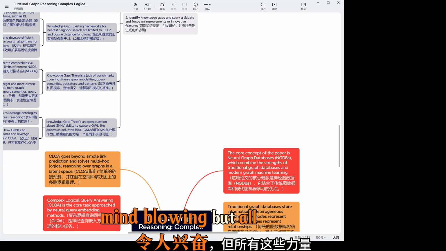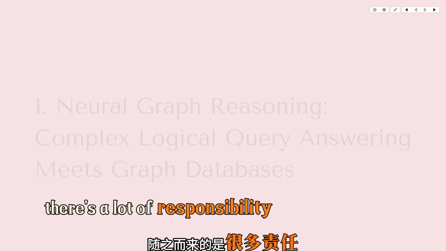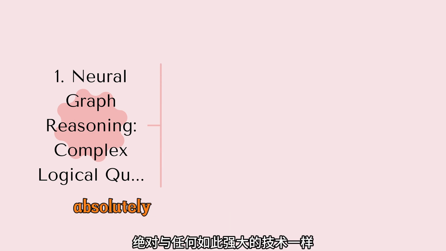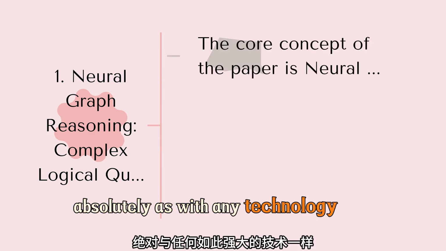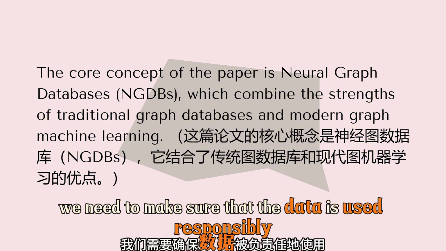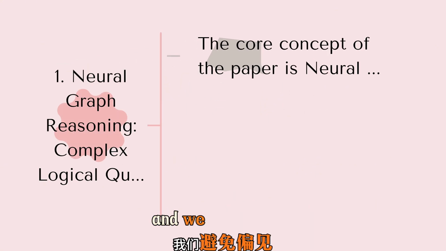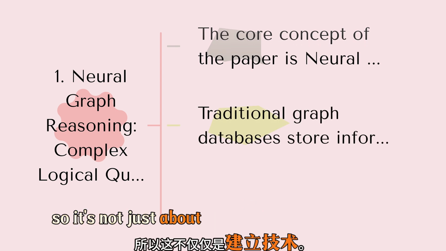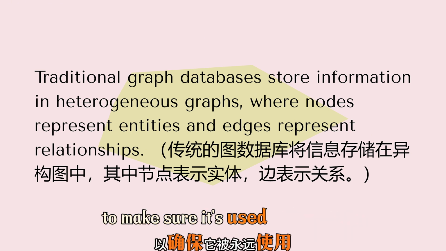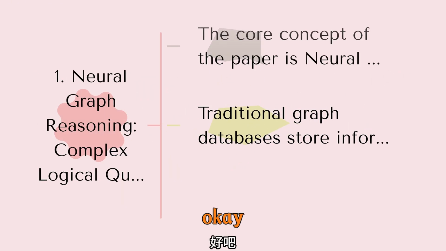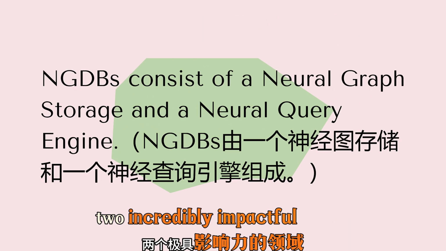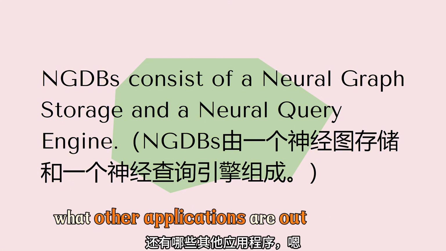Mind-blowing. But with all this power, there's a lot of responsibility that comes with it. You're right. We need to make sure these systems are used ethically and responsibly. Absolutely. As with any technology this powerful, we have to be mindful of the implications. We need to make sure that the data is used responsibly, that we respect privacy, and we avoid bias. So it's not just about building the technology, it's about establishing ethical guidelines and safeguards to make sure it's used for good. Exactly. Okay, we've covered healthcare, scientific research, two incredibly impactful areas. What other applications are out there?